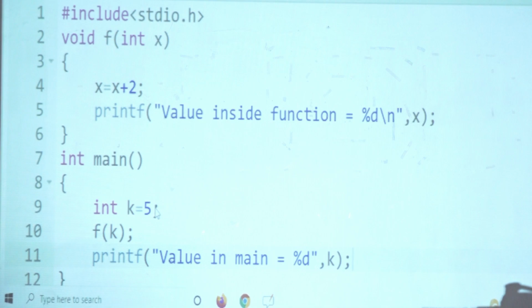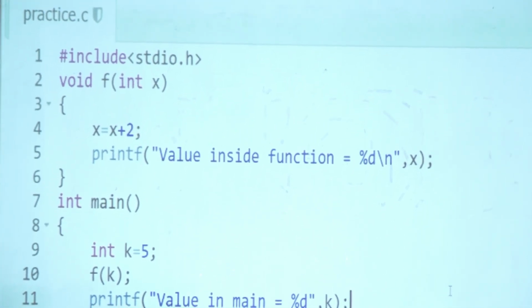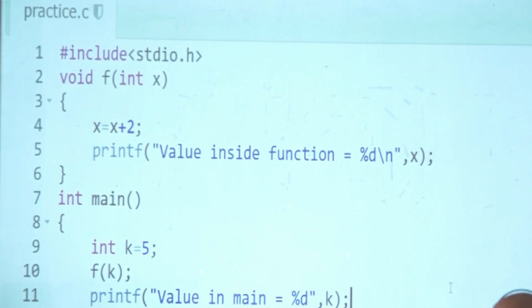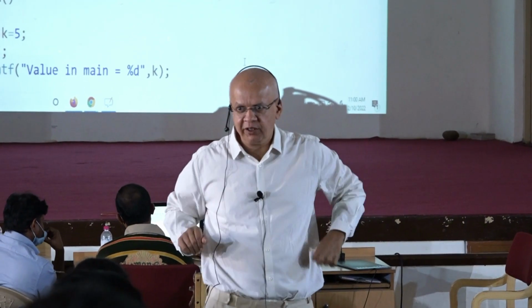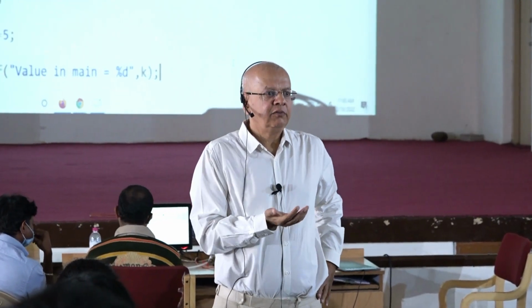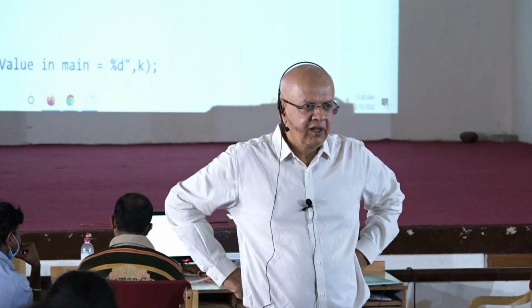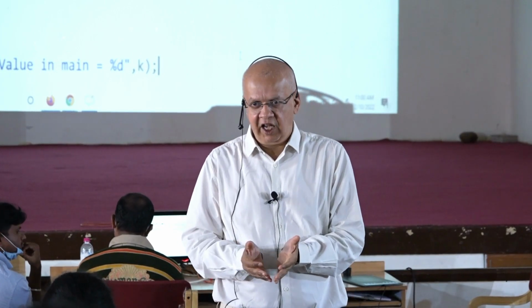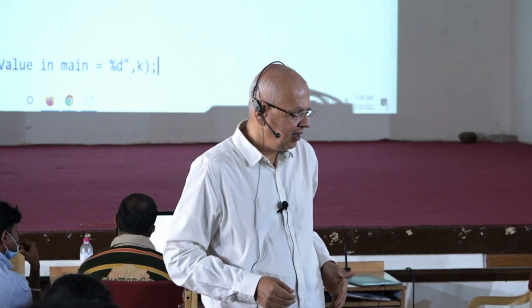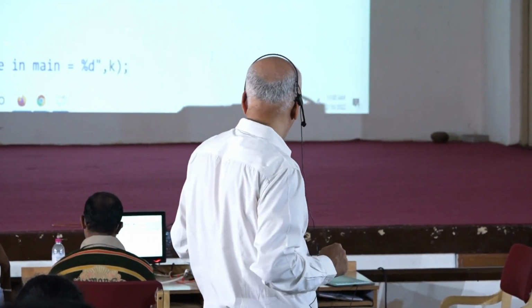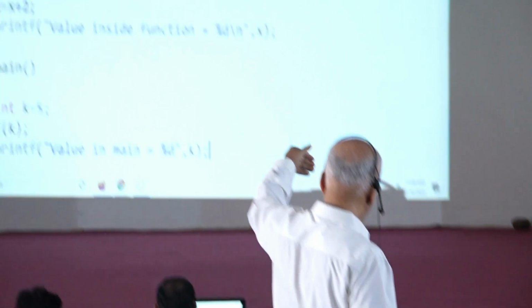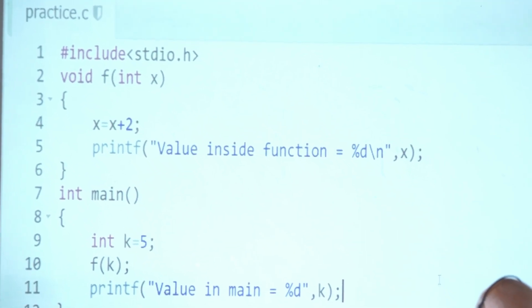Let me put this in simple English first, what we are trying to do. We set k equal to 5, then we are calling the function. So what happens now? K goes onto the stack. Agreed? We just discussed this. K gets pushed onto the stack. What is the value of k? 5. Then it goes to the function.